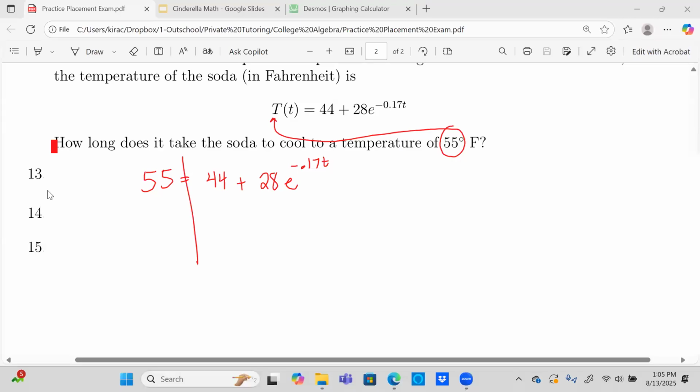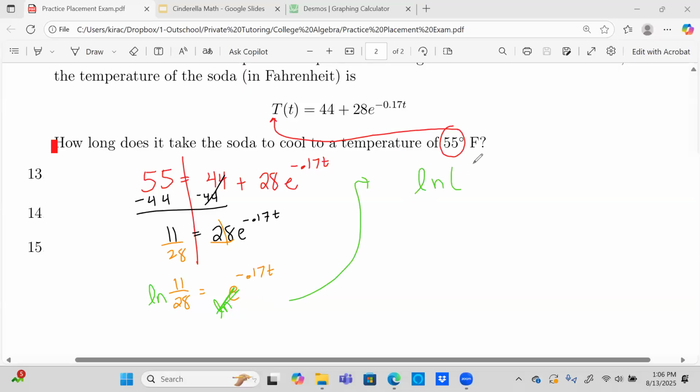Solve. Okay, we're going to minus 44. So that's 11 equals 28 e to the negative 0.17 t. Divide the 28. So 11/28 is e to the negative 0.17 t. And now the opposite of e is natural log. So ln cancel ln. So natural log 11/28 equals negative 0.17 t. And then just divide negative 0.17.